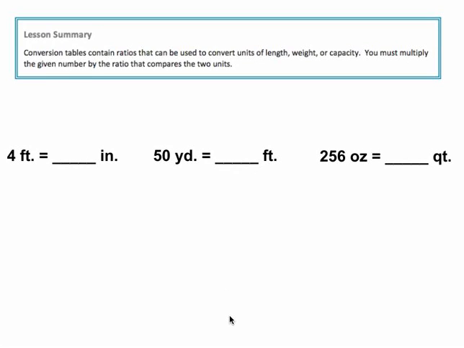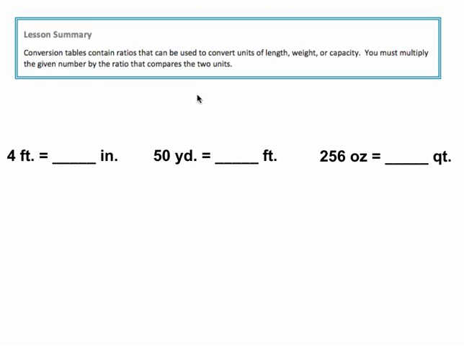In today's lesson, we're going to be looking at the rates between different units of measurement to be able to convert from one unit of measurement to another. The lesson summary reads, conversion tables contain ratios that can be used to convert units of length, weight, or capacity. You must multiply the given number by the ratio that compares the two units. We're going to look at an example.